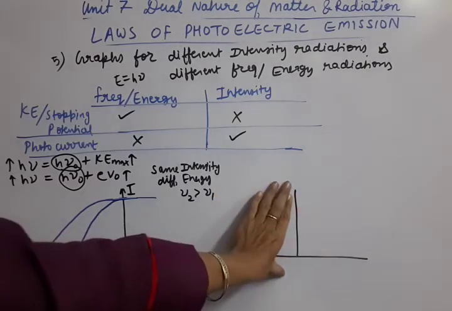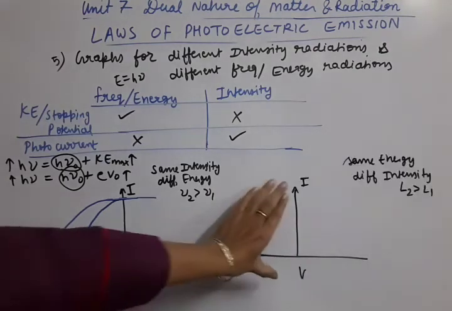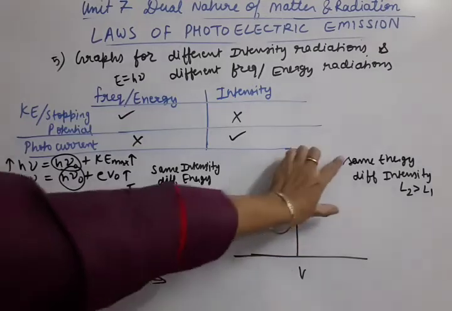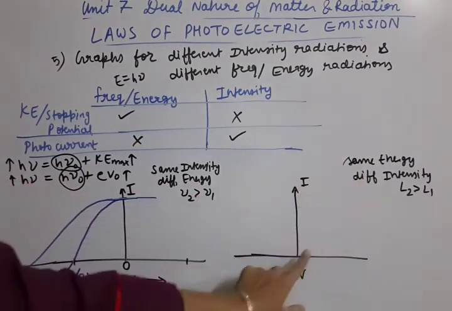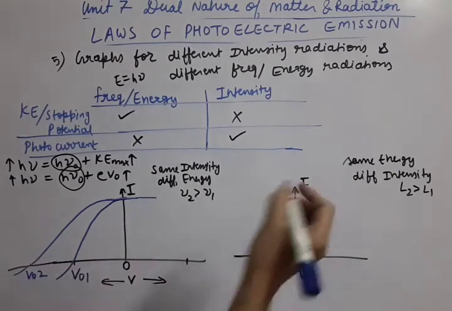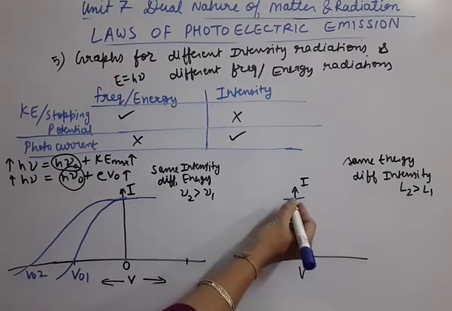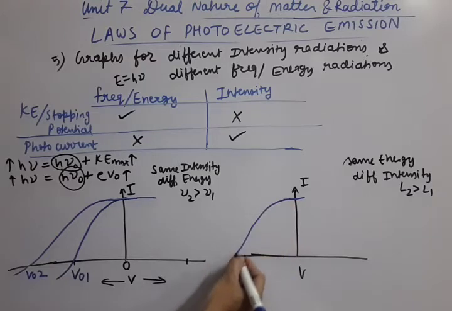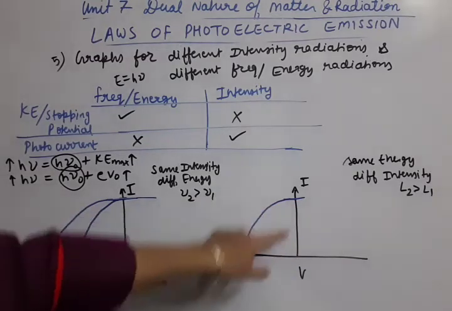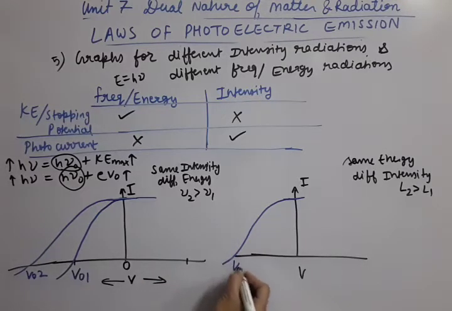Now let us come to this side graph in which we'll keep the energy the same and the intensity different. We are given two radiations of the same energy, different intensity. We have to draw the graph between I and V. So first of all, for any one radiation, the graph shape will be this: at 0 voltage current is maximum. As we increase the negative voltage, the graph comes to 0, current comes to 0. So this is that stopping potential V0. Okay, one graph is this.